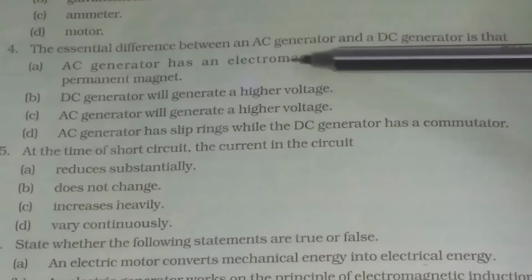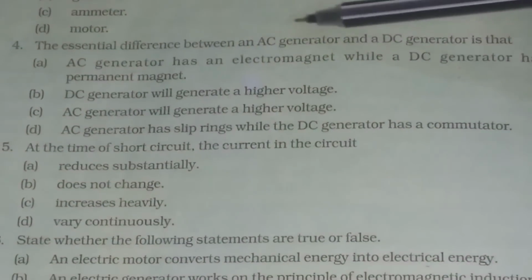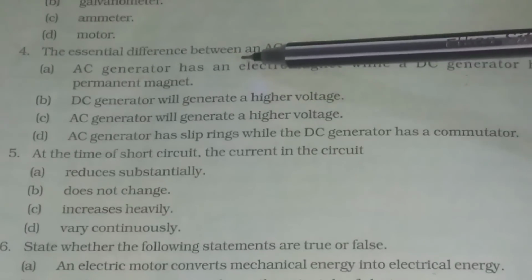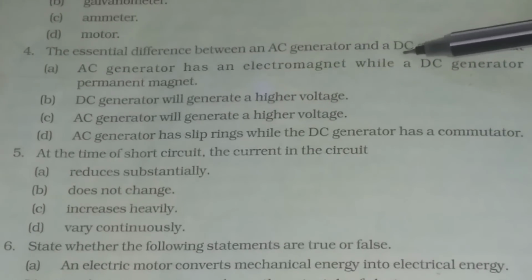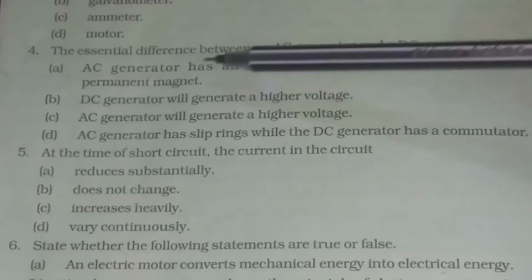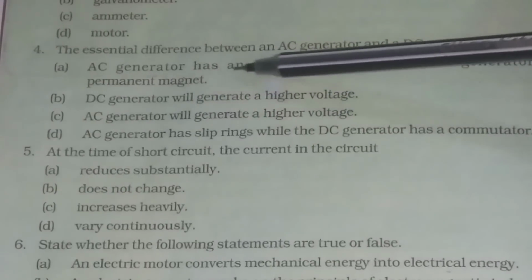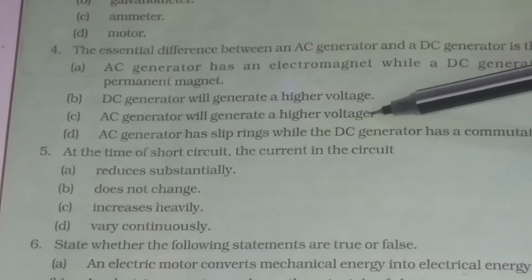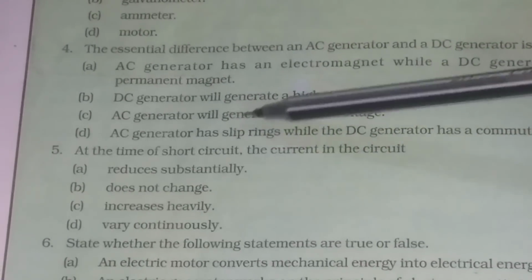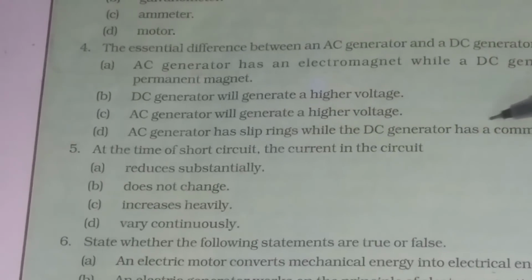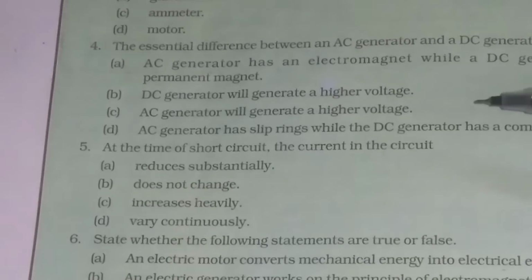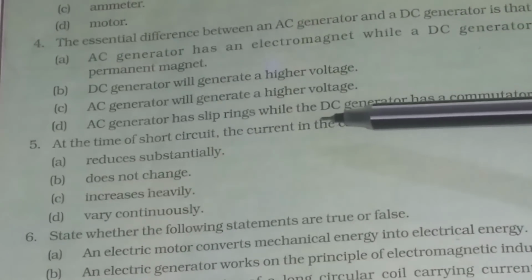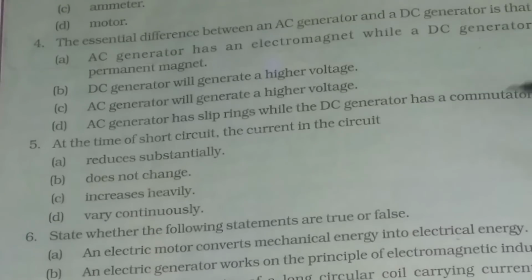This is another multiple choice question. The essential difference between an AC generator and a DC generator is that the AC generator has an electromagnet while a DC generator has a permanent magnet; the DC generator will generate a high voltage; the AC generator will generate a higher voltage; the AC generator has slip rings while the DC generator has a commutator. So D will be the right answer. The AC generator has slip rings while the DC generator has a commutator.